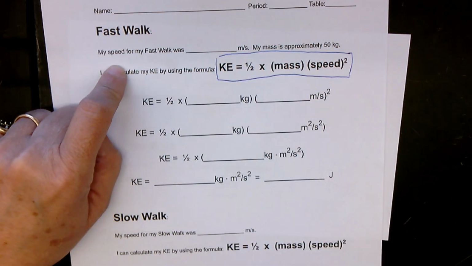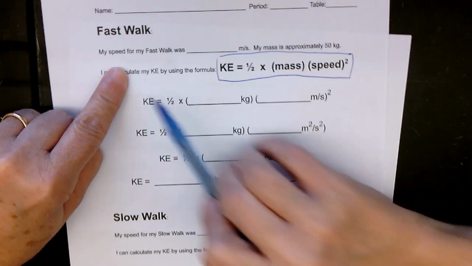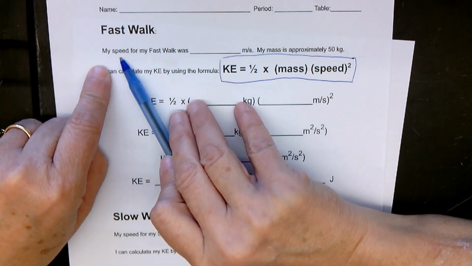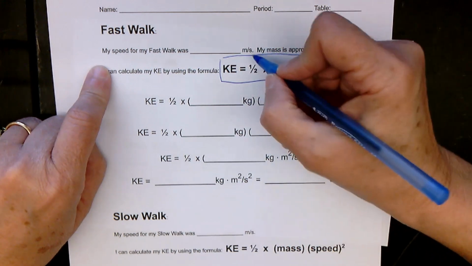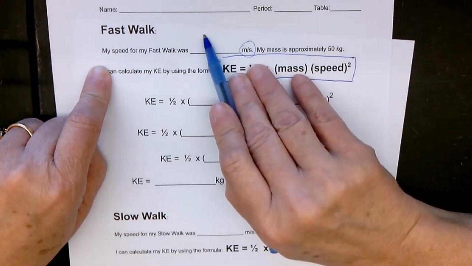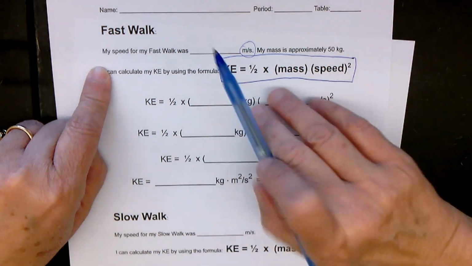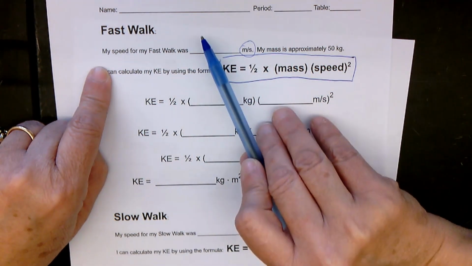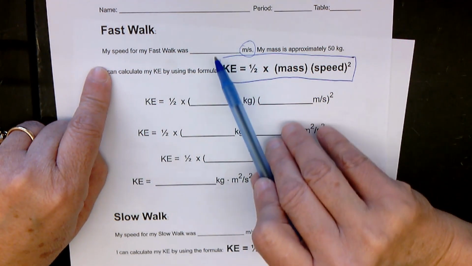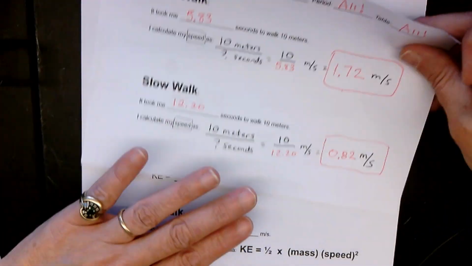And one thing I found out a lot of people are getting confused with, here it says, my speed for my fast walk was, well, your speed was however many meters per second. Some people are writing down their time. Don't tell me how long it took you to walk. I need to know what the rate of your walking was. What was the distance to time rate? And that you calculated here.